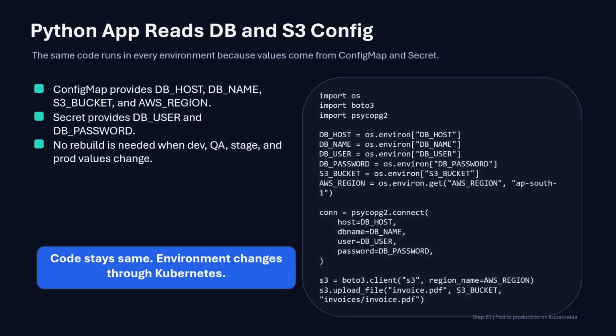Python app reads DB and S3. Look here, on the right side is one sample Python code. In this code, there is nothing hard-coded, because everything comes from the config map. Whatever value the config map holds, the same value it will get here. I am not adding any hard-coded value in the application itself.